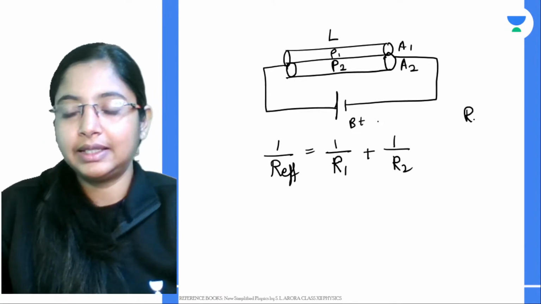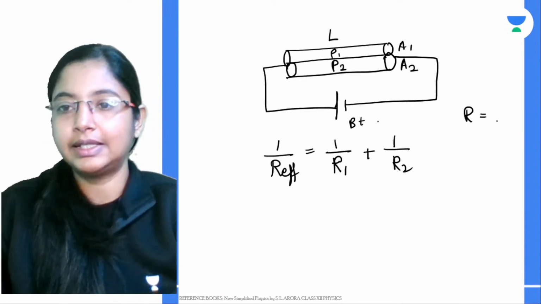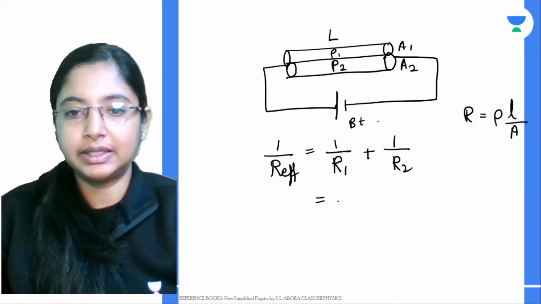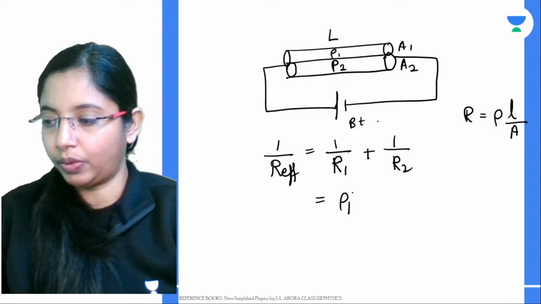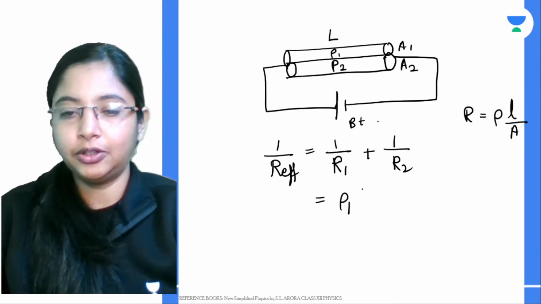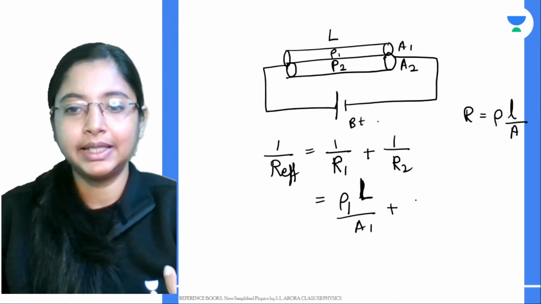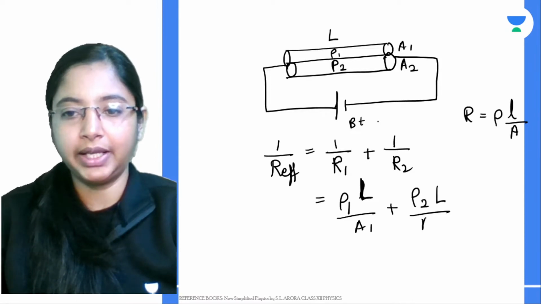Now, how resistance and resistivity are connected: resistance is equal to rho L by A. So the individual resistance, for the first, has a resistivity rho 1 into L, the length, by A1. Similarly, this wire of length L plus this one has rho 2 L by A2.